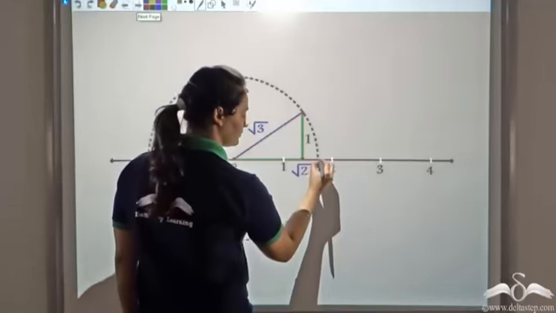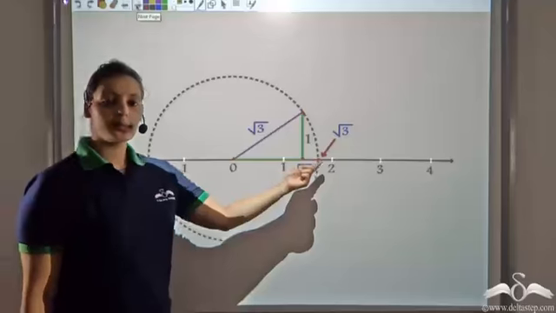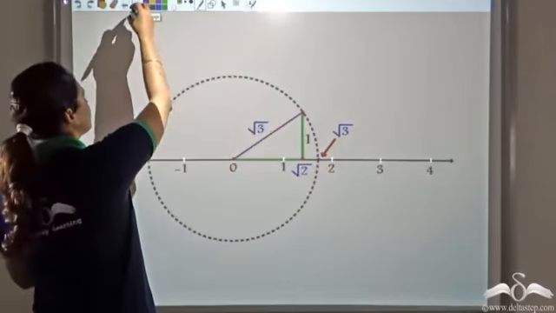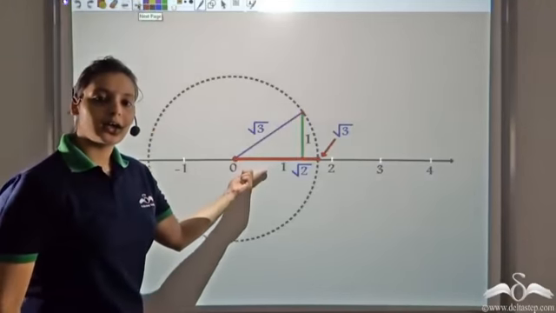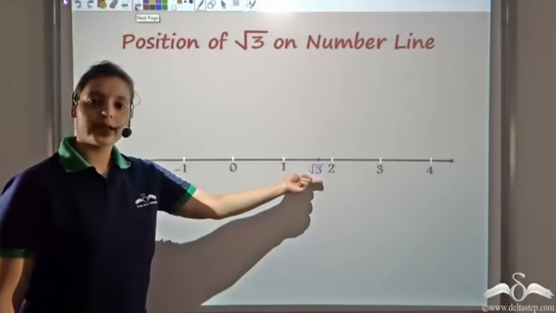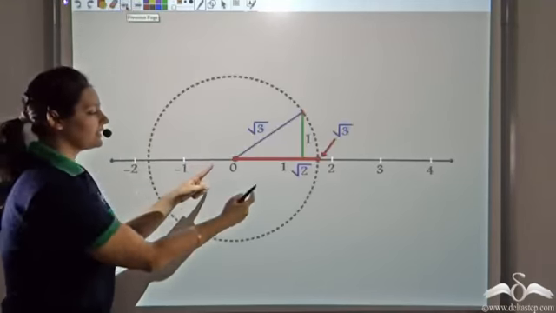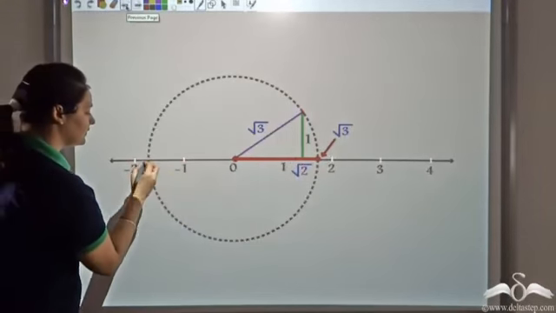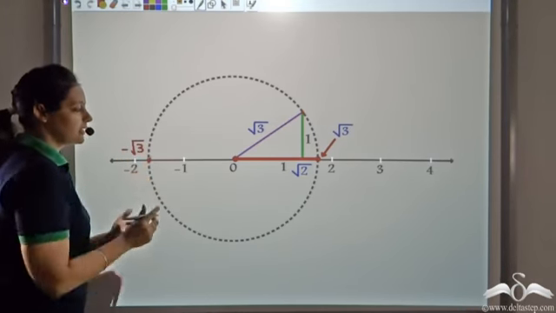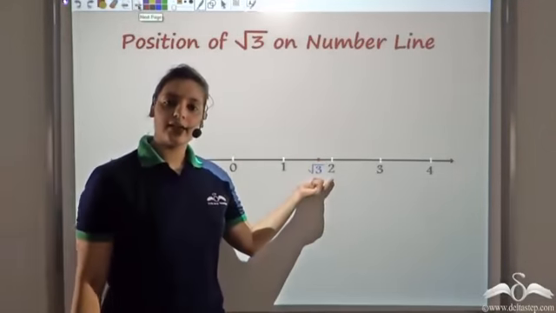So I mark this point. So this would be under root 3. That is the distance from 0 till this point would be under root 3. And that's how I can mark under root 3 on the number line. Similarly, if you take this same distance on the opposite side, that is this point, you can also find negative of under root 3. Same distance, but in the opposite direction.